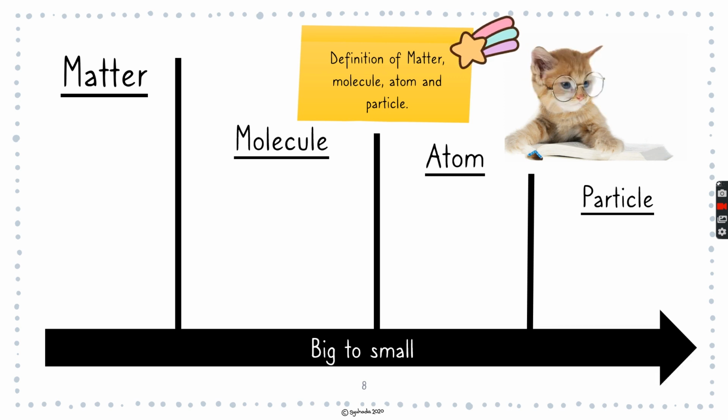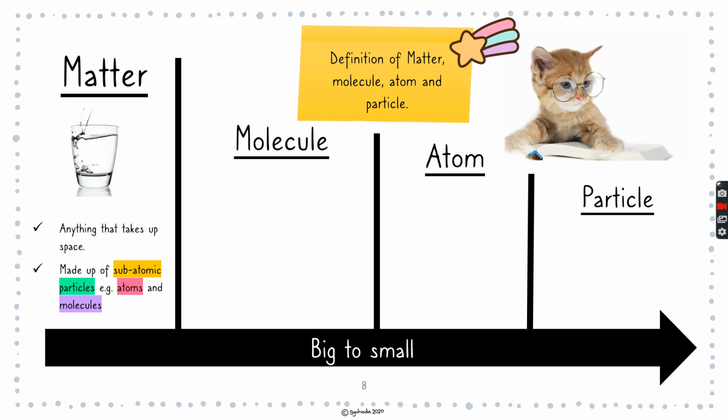So what is matter? Matter is anything that takes up space, and it's also made up of subatomic particles like atoms and molecules. If you look into matter, it is actually made up of molecules, atoms, and also particles. But what are molecules?